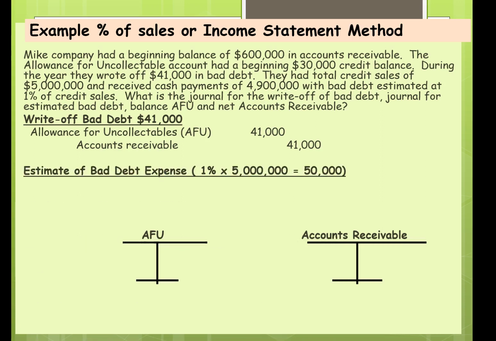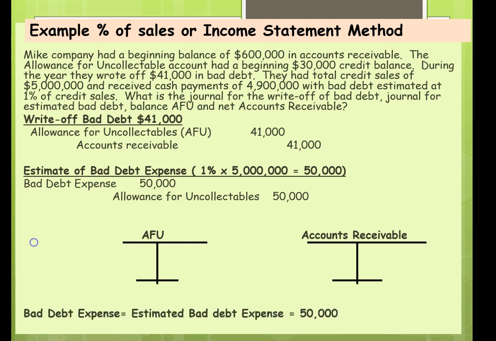Now we're going to estimate bad debt. Well, what we're going to do is take 1% times $5 million, which gives you $50,000. Our estimated bad debt expense is $50,000 and allowance for uncollectibles of $50,000. So now let's look at our T accounts.